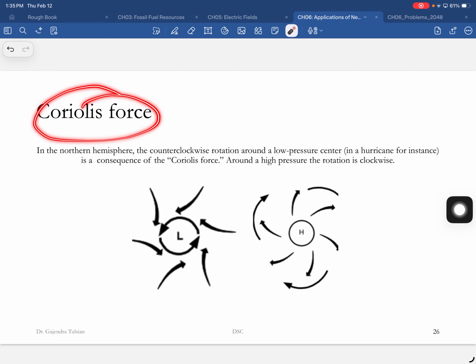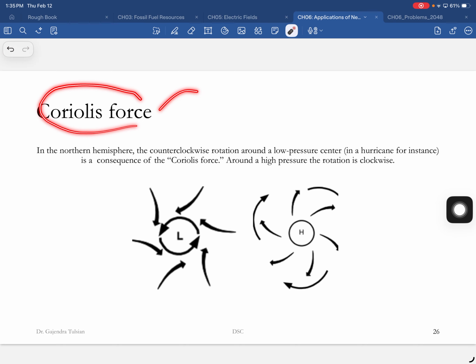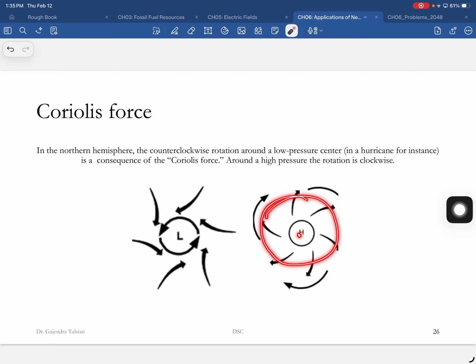All right, you might have heard of the term Coriolis force. This is not really a true force. You feel that this force exists when you observe a phenomenon from a rotating frame of reference. So let's see what this does. What this diagram is saying is that around a high pressure you get clockwise winds, and around a low pressure you get counterclockwise winds. So let's see how this happens.